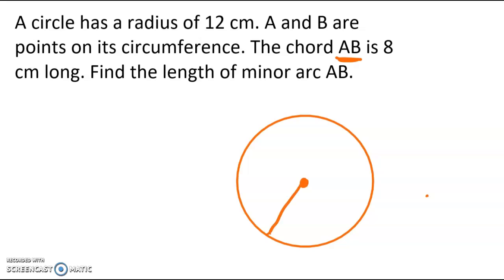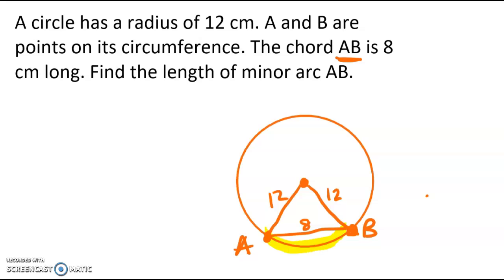So here's point A, here's point B, and the radius is 12, and the chord AB is 8 centimetres long. And what we're asked to find is the length of this minor arc around here.